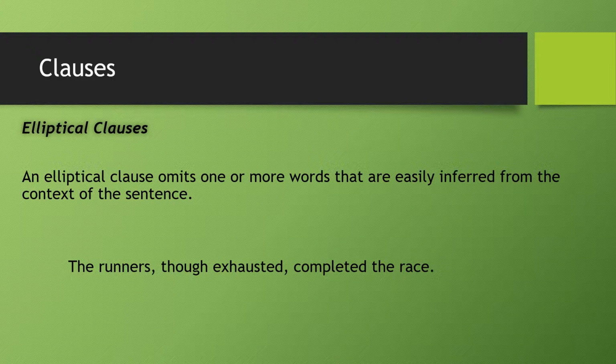In this sentence, the runners, though exhausted, completed the race. We have an elliptical clause. The runners, though they were exhausted, completed the race. So we see here that this elliptical clause, though exhausted, omits one or more words that are understood or inferred from the context of this sentence. The runners, though they were exhausted, completed the race. So the words "they were" are omitted from it, and we're left with the runners, though exhausted, completed the race.